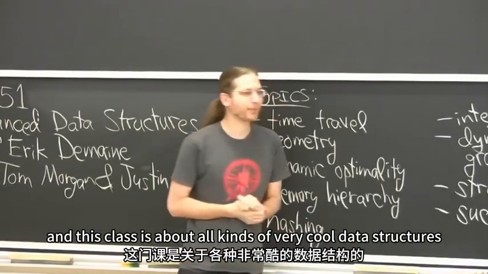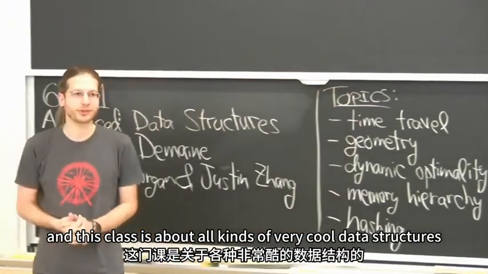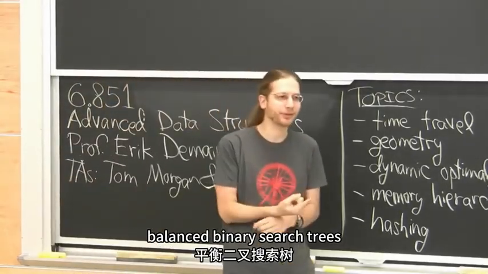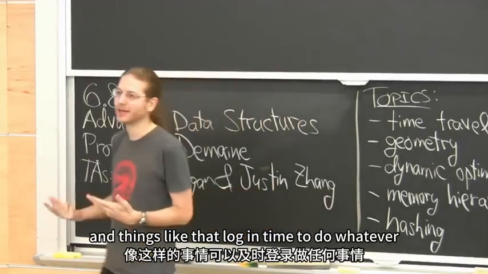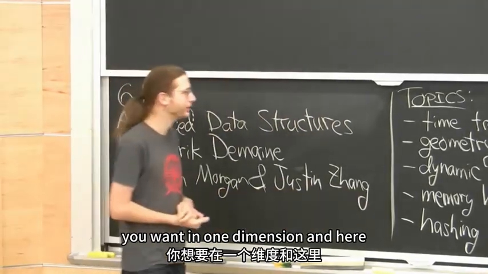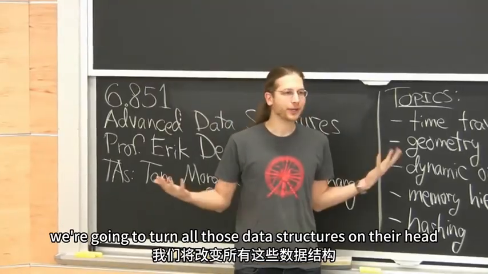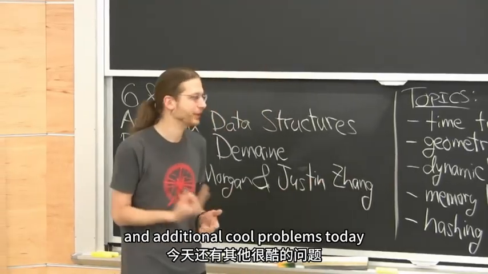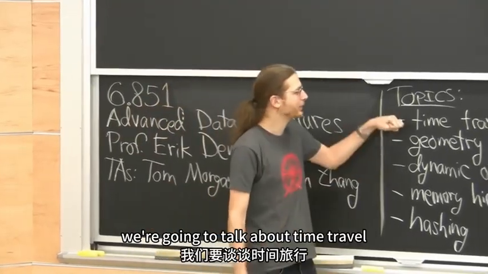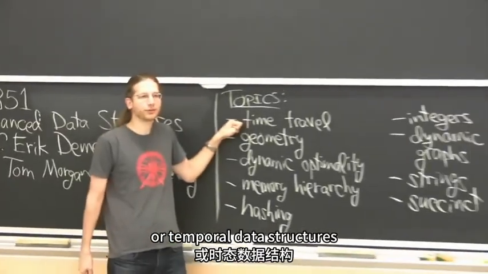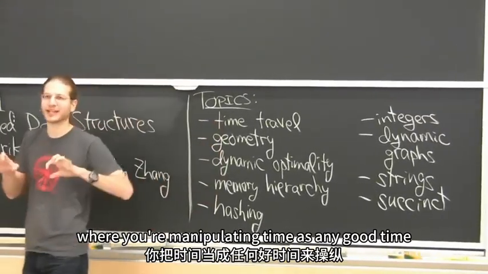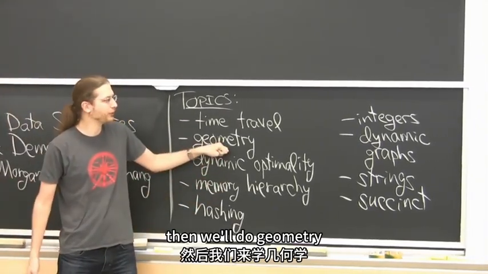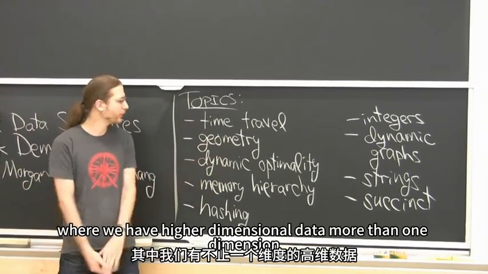And this class is about all kinds of very cool data structures. You should have already seen basic data structures like balanced binary search trees and things like that: log n time to do whatever you want in one dimension. And here we're going to turn all those data structures on their head and consider them in all sorts of different models and additional cool problems. Today we're going to talk about time travel, or temporal data structures, where you're manipulating time, as any good time traveler should. Then we'll do geometry, where we have higher dimensional data, more than one dimension.